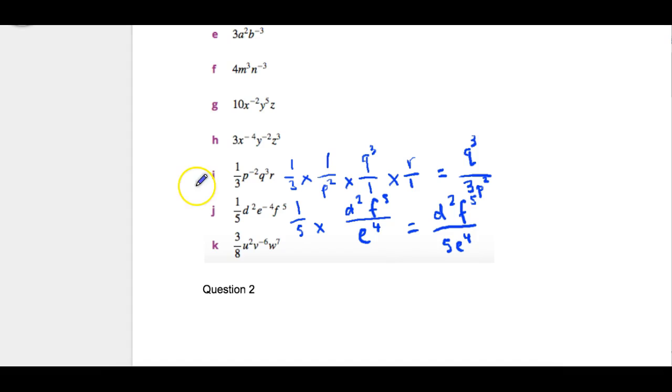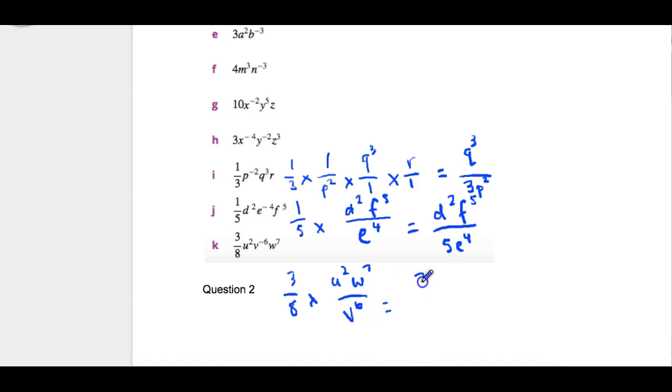All right, have a go at k without me explaining it, so you can pause. All right, so I'm going to again write that fraction first and then do everything else separately. So the u is on the top with a w and the v is on the bottom with a positive power of 6.